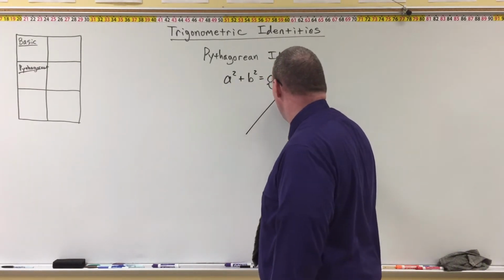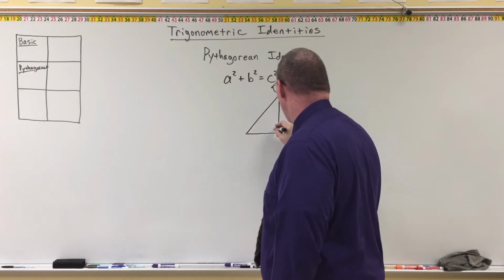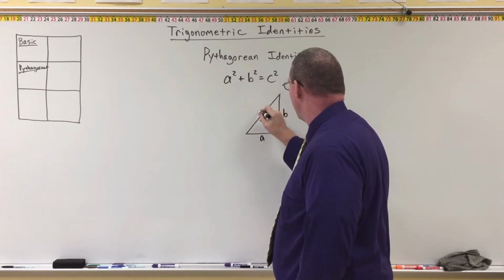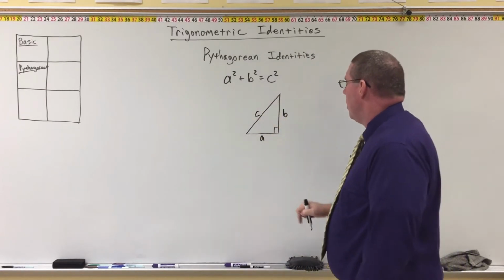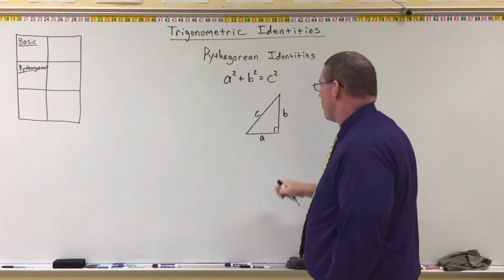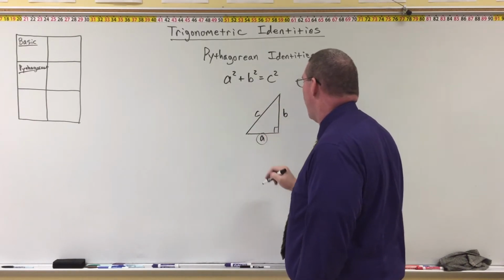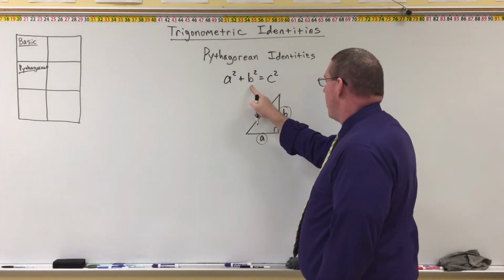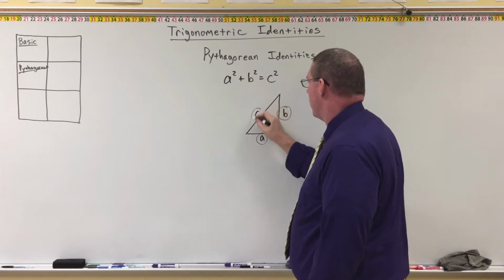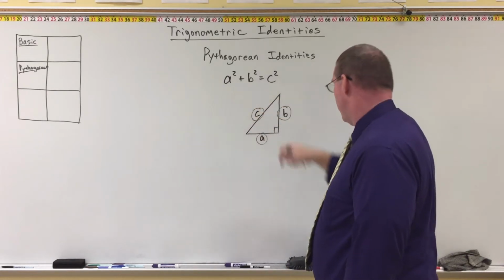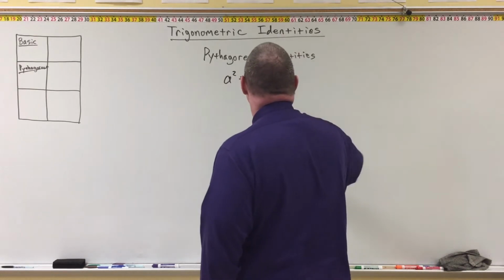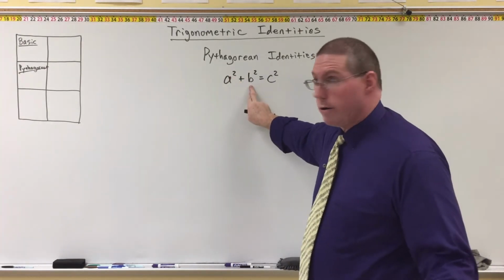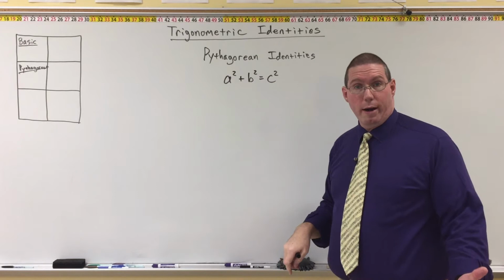How many times have we seen a right triangle already in this class? We've got a right triangle. We have one leg is A, another leg is B, and the hypotenuse is C. And when you have a right triangle, there's a relationship among the lengths of these 3 sides such that if you square one of the legs, add to it the square of the second leg, that will be equal to the square of the hypotenuse. A squared plus b squared equals c squared. So in all 3 of these Pythagorean identities, you're going to see something squared plus something else squared is equal to a third thing squared.